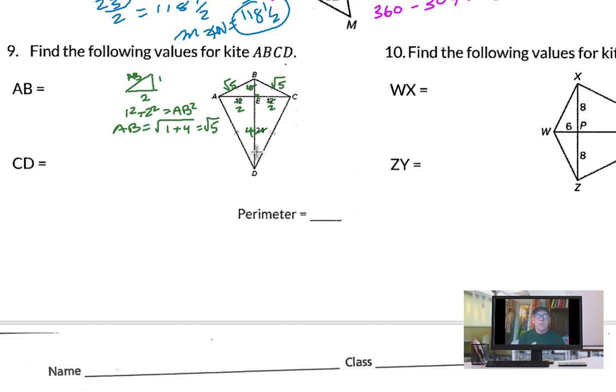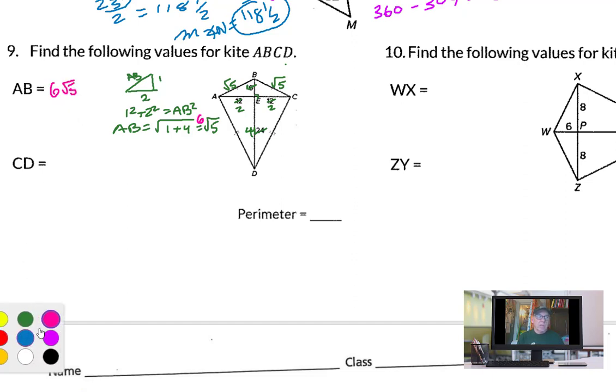Now they also want us to find CD. Let's do the same thing to find CD. I'm going to use these smaller numbers. Now the actual length of AB, remember, we took a 6 out to make these numbers smaller. I need to put that 6 back in. So AB is actually 6 root 5.